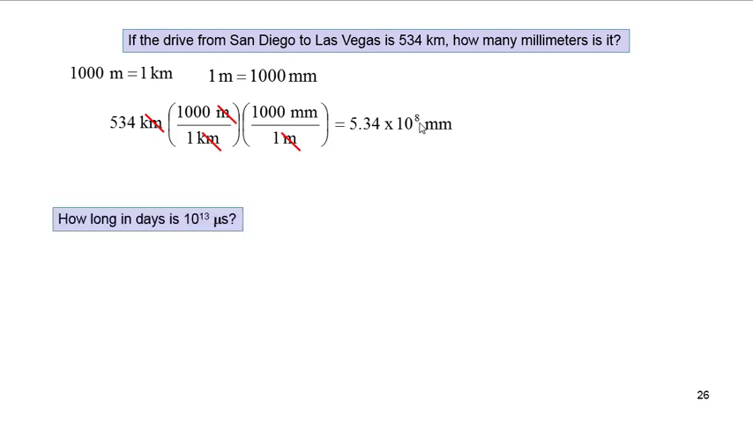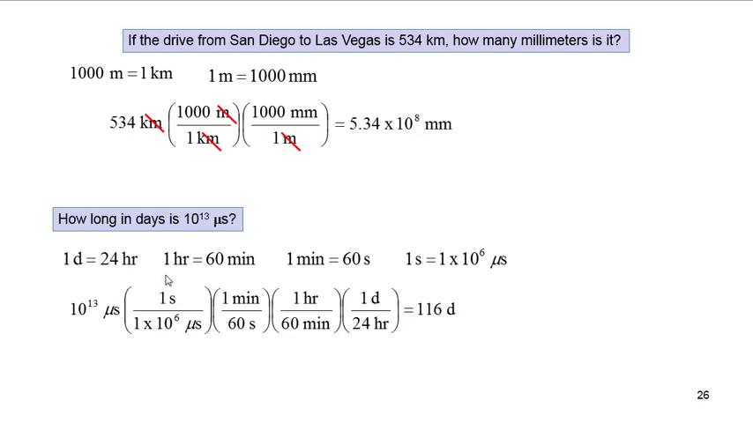Let's do one more. How long in days is 10 to the 13 microseconds? So press pause, try to work through that on your own. So here I've just written out a few conversions. 1 day is 24 hours, 1 hour is 60 minutes, 1 minute is 60 seconds, and 1 second is 1 times 10 to the 6 microseconds. You could also write 1 microsecond is 1 times 10 to the minus 6 seconds. Once I have these all written down, I double check that I didn't get anything wrong.